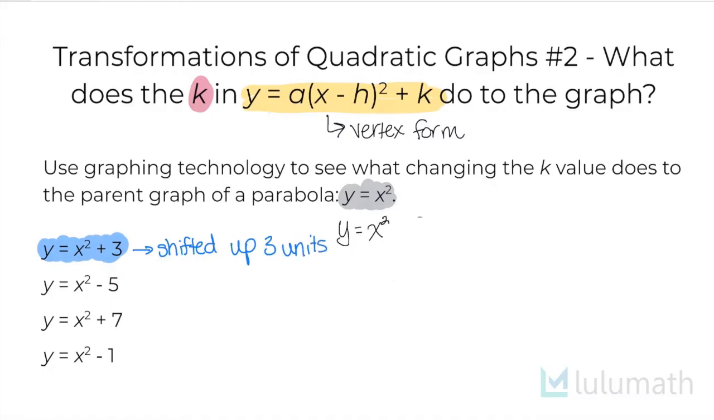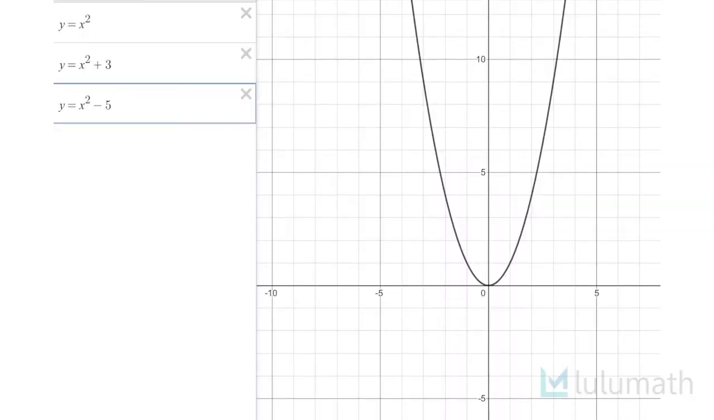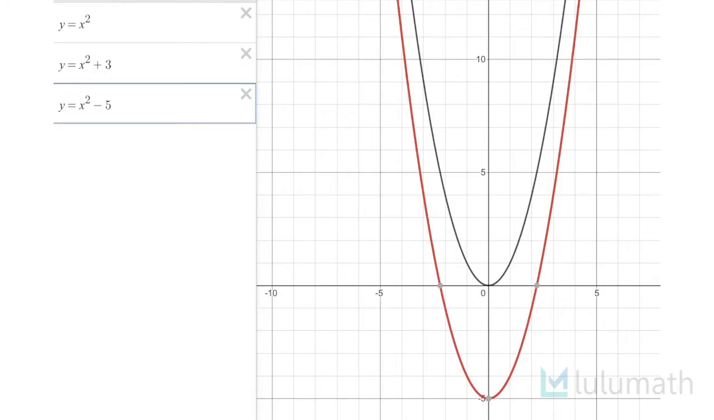So let's see what happens to y equals x squared minus 5. So again, we have our parent graph of y equals x squared. I've turned off x squared plus 3, and now I have x squared minus 5. And if you see here, my graph has just shifted down by 5 units.